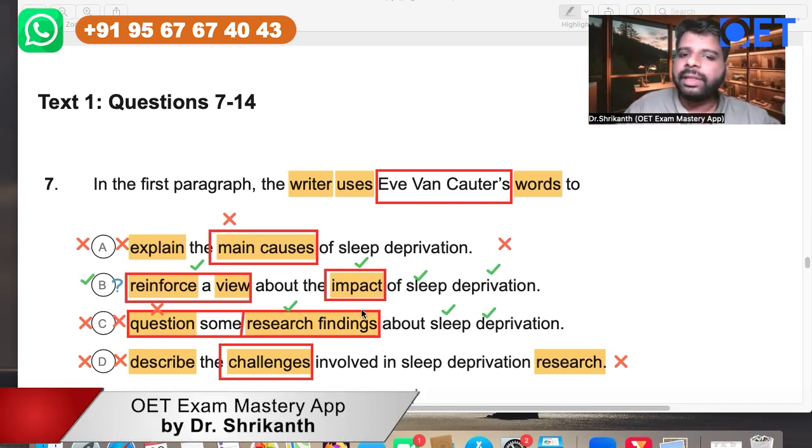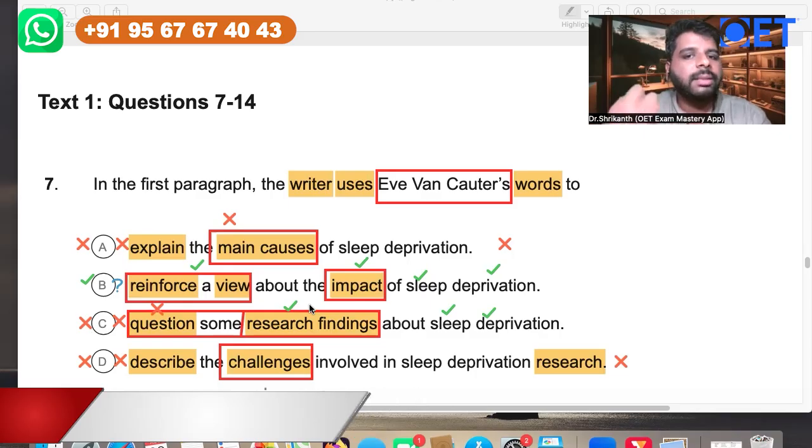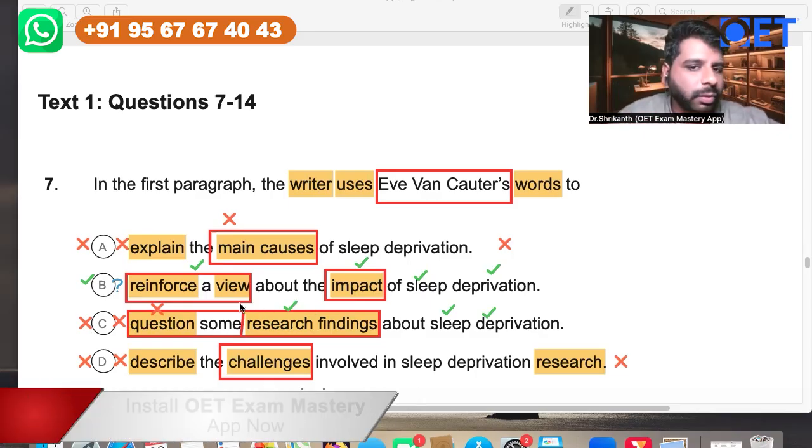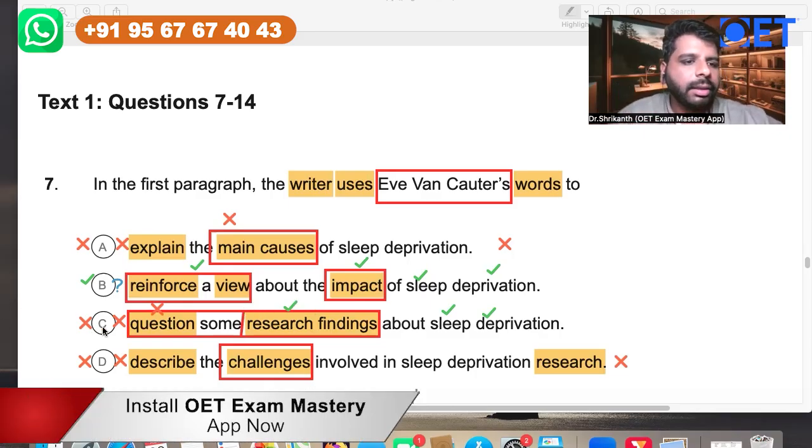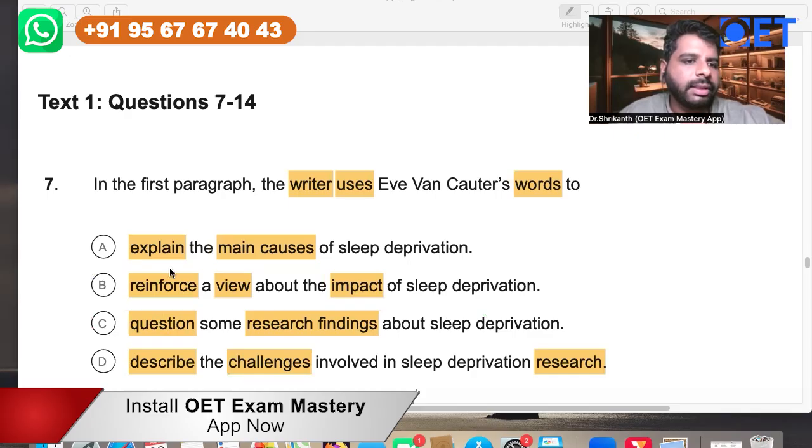And B, every single keyword is mentioned and the verb is mentioned, right? Impact of sleep deprivation, and it is reinforcing a view. So that is the purpose of using Yvonne Cotter's words, right? So the answer to the seventh question is answer option B.